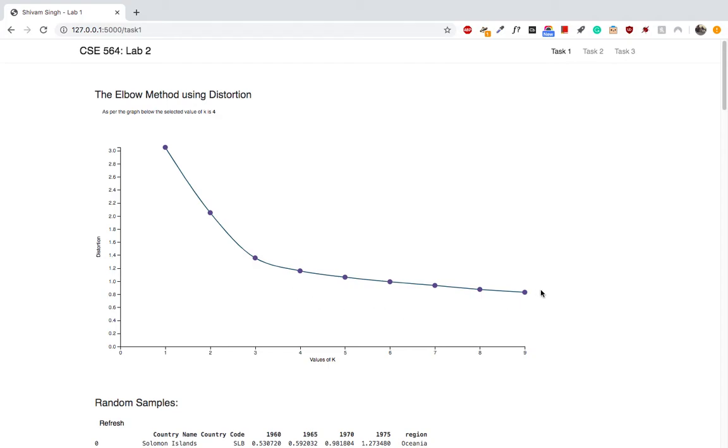This method looks at the distortion as a function of the values of k, and one should choose the value of k such that increasing k further has minimum effect on the improvement of our distortion. Now, based on this graph, I have chosen the value of k to be 4.